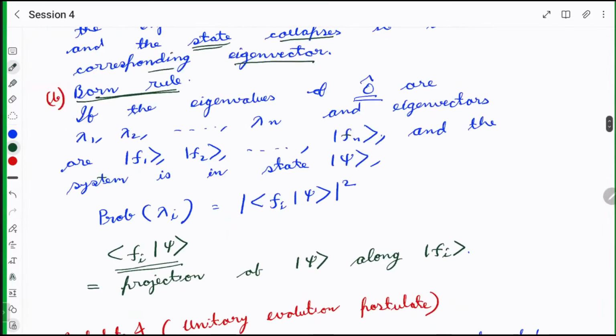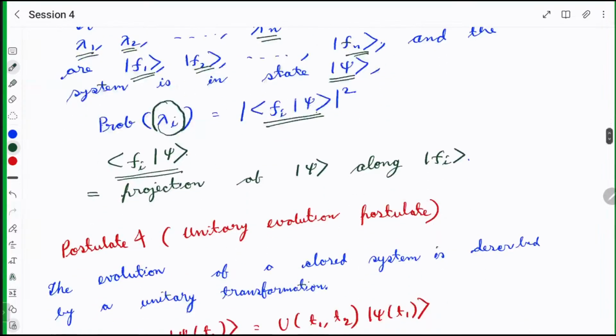And it says that if the eigenvalues of O are, say, lambda 1, lambda 2, up to lambda n, with the corresponding eigenvectors f1, f2, up to fn, and if the system is in state psi, then the probability of getting a certain eigenvalue, say lambda i, on measuring O hat, is nothing but the projection of psi along fi and mod squared of that. So the projection of psi along fi is just the inner product of fi and psi. And if you take the mod squared of that, you just get the probability.